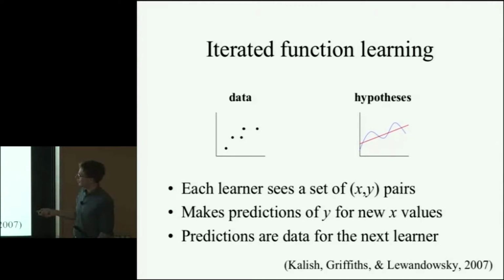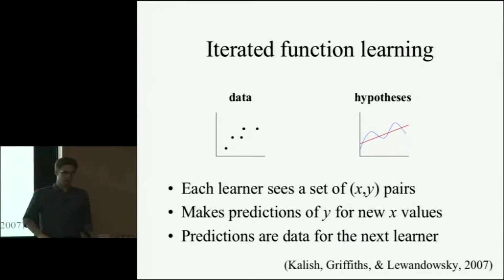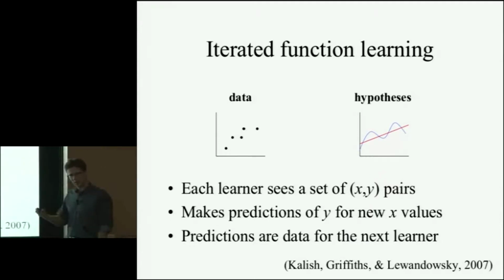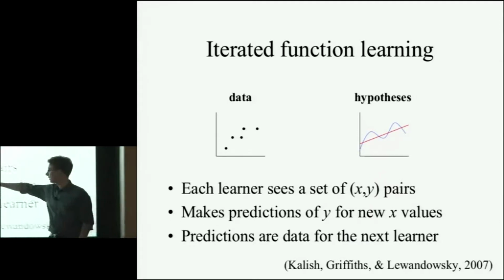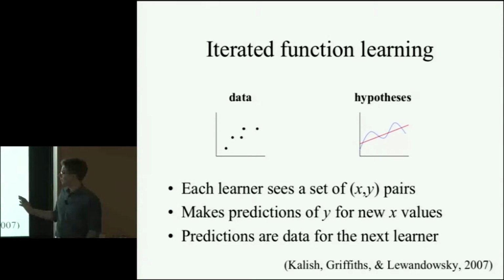The basic idea is that people get some data which tell us about a relationship between two variables, x and y. They're trying to induce what relationship exists between those variables. And the way it works, they get some xy pairs, they make predictions of y for some new x values, and the predictions that they make are the data that we then provide to the next learner. So if you're creative, you can think about this as corresponding somehow to language, where x could be events that you want to describe, and y could be utterances that describe them. But really, we're going to use this as a tool for trying to figure out whether the outcomes of iterated learning are the things that are predicted by those mathematical models.